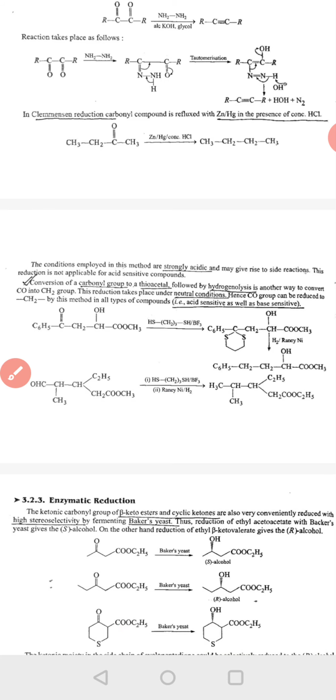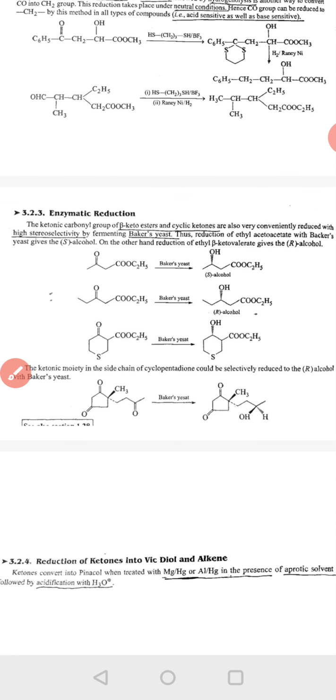The next reduction we are going to talk about is enzymatic reduction. The ketonic carbonyl groups of beta ketoesters and cyclic ketones are also very conveniently reduced with high stereoselectivity by fermenting with baker's yeast. If we use baker's yeast to ferment beta ketoesters and cyclic ketones, then we get reduction products which are very stereoselective in nature.